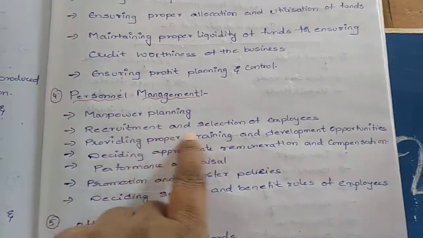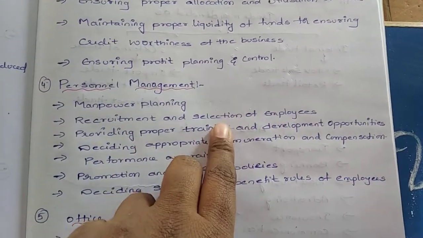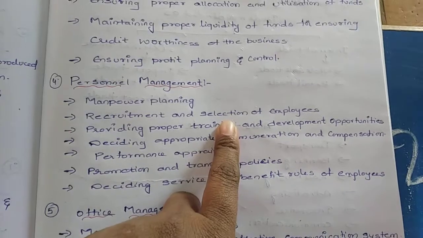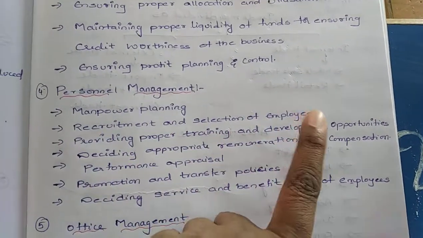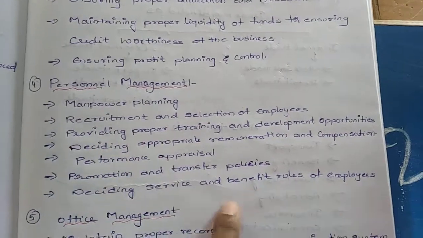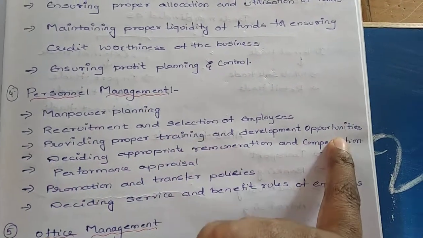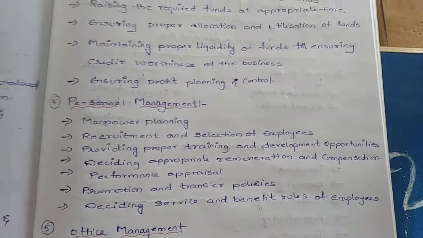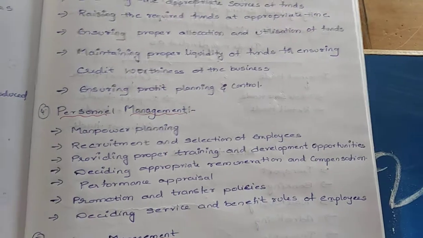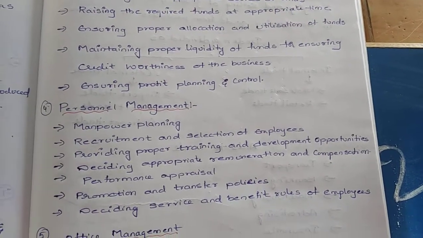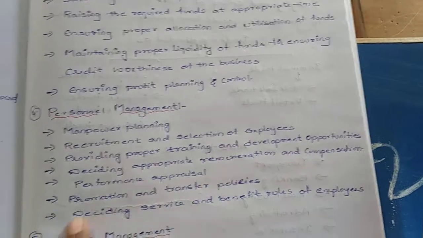Okay, recruitment and selection of employees. So how do they have to select the employees? As per the designation, as per their qualification and everything, they have to select the employees. Next, after selecting them, they have to provide proper training and development opportunities. Nothing but they have to develop the skills. For those who have been appointed as employees, the organization has to give training and develop their skills.